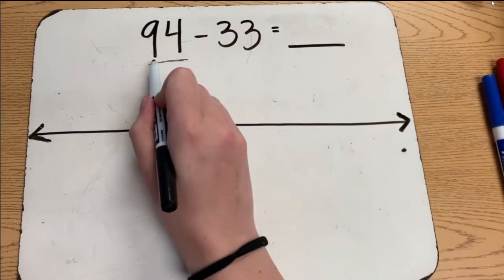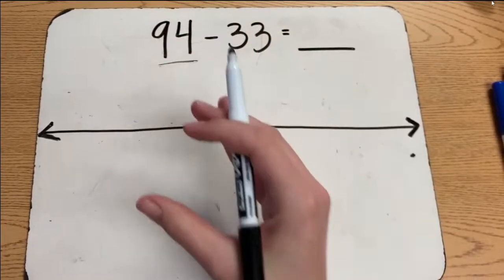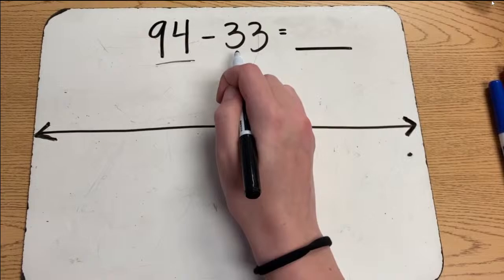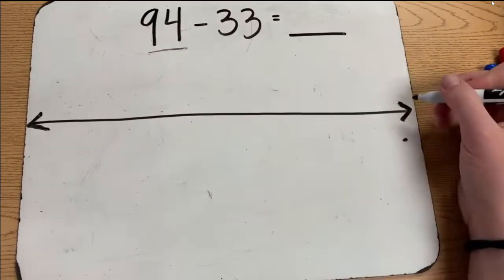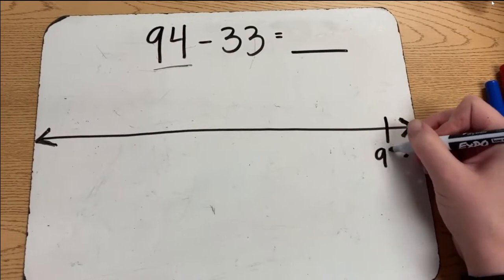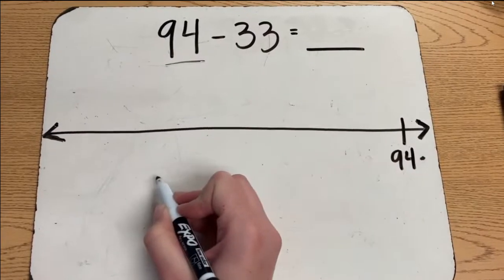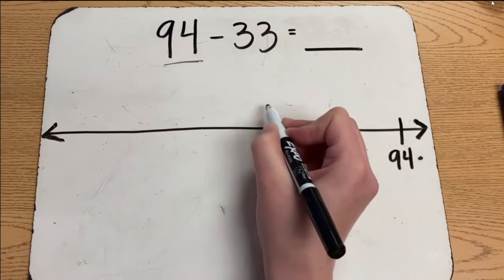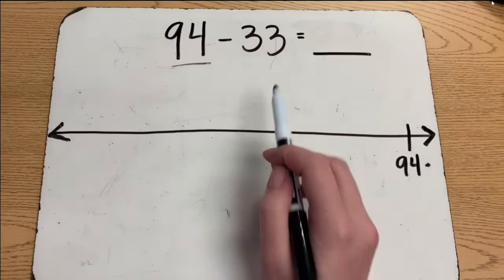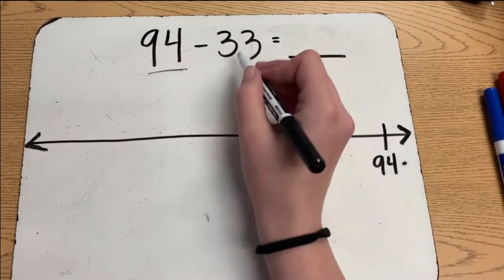So, now that I know 94 is what I'm starting with, and I'm going to take away from that, 94 is going to get smaller since I'm taking away that 33. I'm putting 94 over here, boys and girls, because if I'm taking numbers away, 94 is going to go down, down, down this way. So we're making our jumps backwards. We're taking away and going back. Okay? So I've put 94 on my number line. Now it's time to make my jumps.